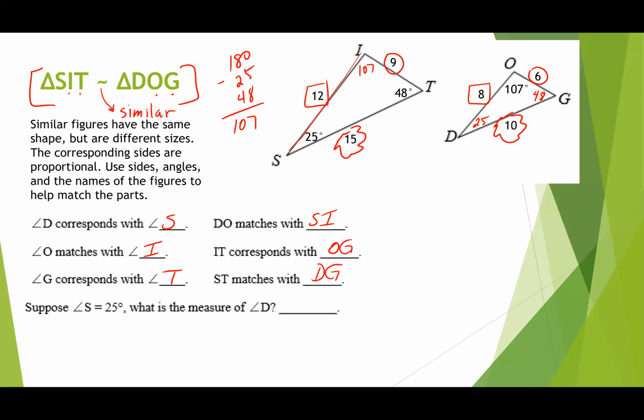And then lastly, they said, suppose that angle S is 25 degrees, what is the measure of angle D? Well, D corresponds with S, so they're going to be exactly the same size. So it's going to be 25 degrees. So on similar figures, your angles are going to be the same size, but your sides will be different.